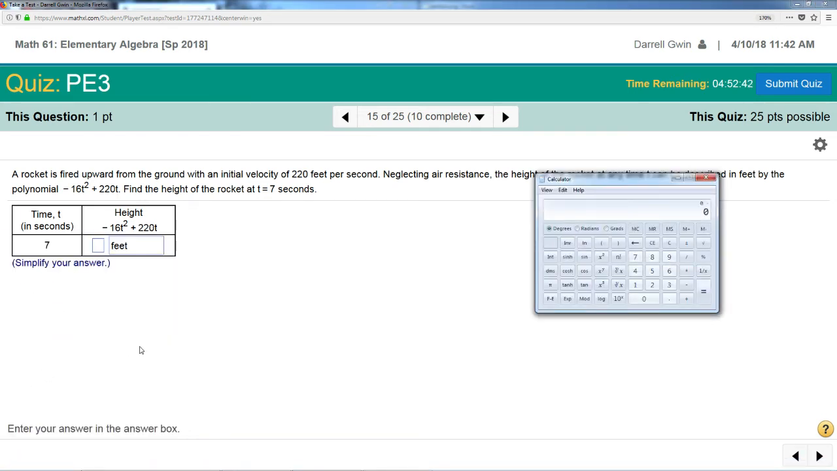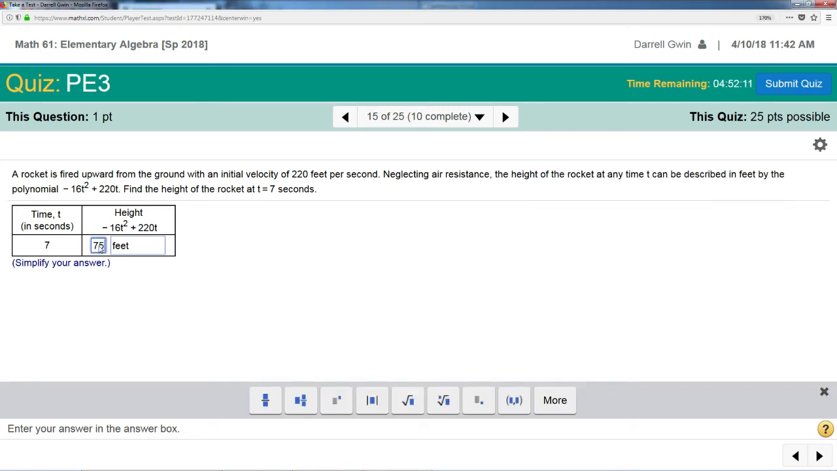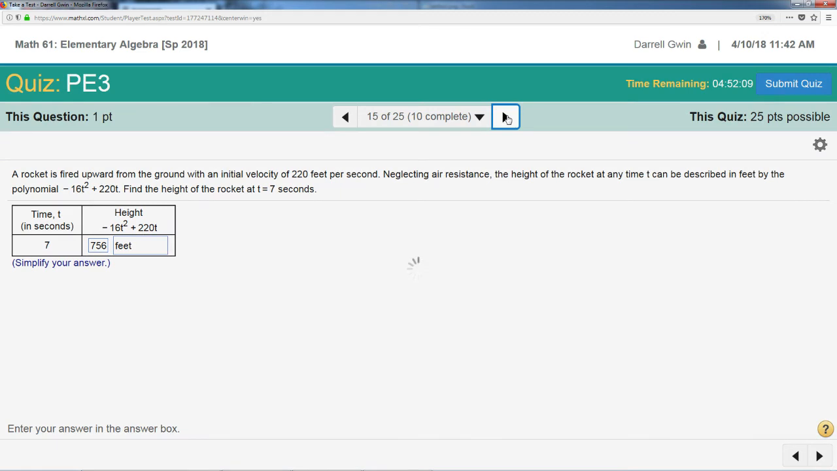It is negative 16. Oops. Why does it do that? 16 negative? Nope. 16. Click the negative button. Times parentheses 7 close parentheses squared plus 220 times 7 equals 756. That should be it. 756. Next.